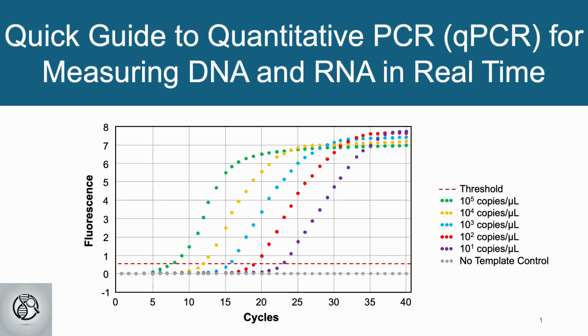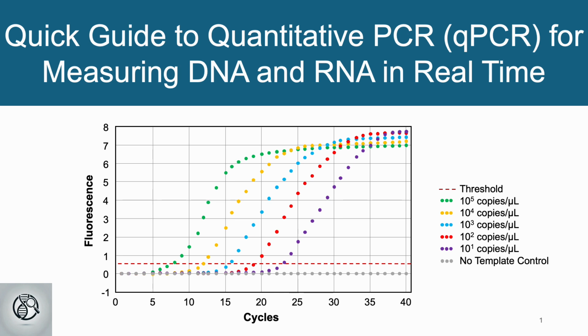Today we are diving into a quick guide on quantitative PCR, also known as real-time PCR, for measuring DNA and RNA in real time. qPCR is a versatile tool used in a wide range of applications, from accurately quantifying NGS library concentrations to testing for COVID-19.